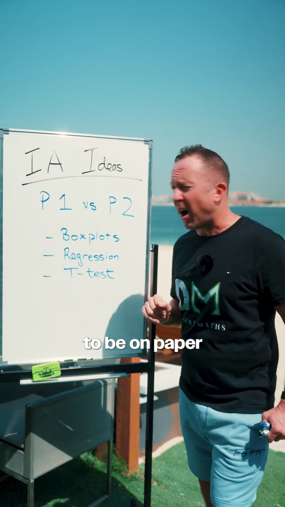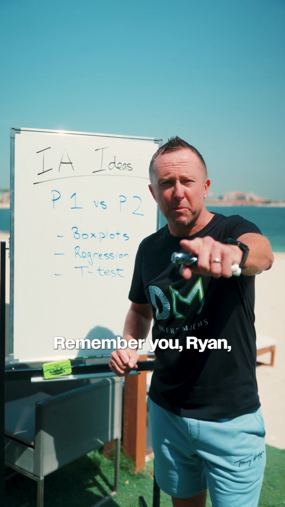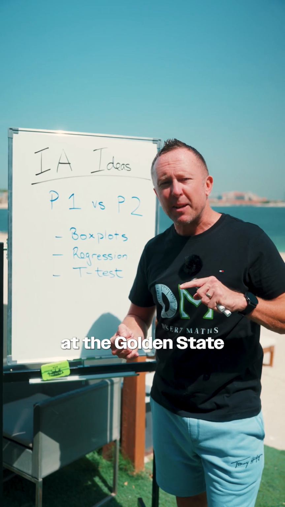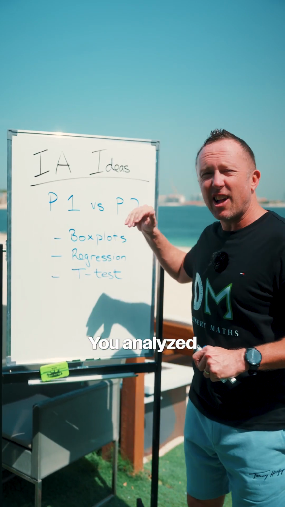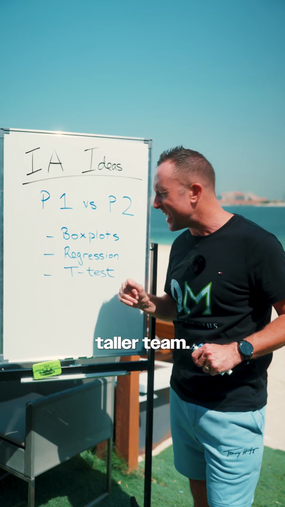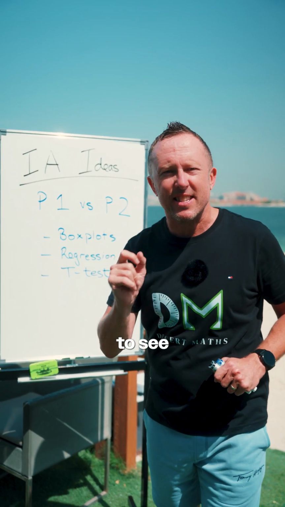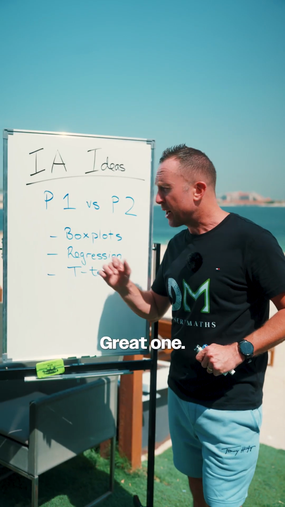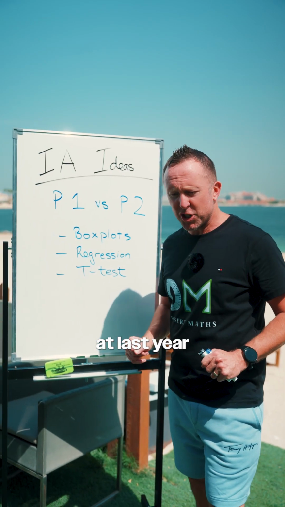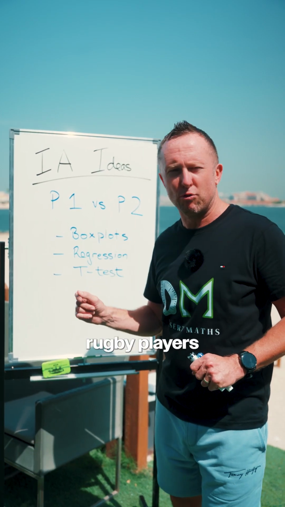Now, it doesn't have to be on paper 1 versus paper 2. I had a great one, Ryan. Remember you, Ryan, where you looked at the Golden State Warriors versus the Boston Celtics players. You analysed their heights, which was the taller team, and then you analysed height versus their salaries to see was there a connection with a player's height and what salary they were making. Great one.